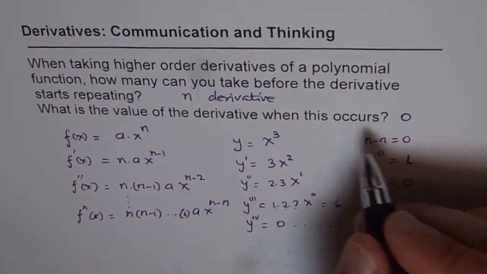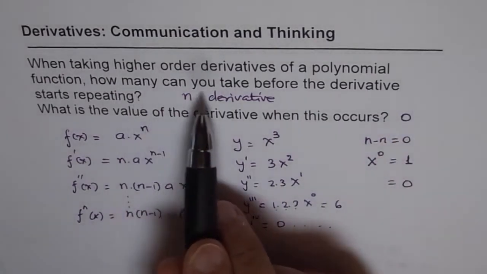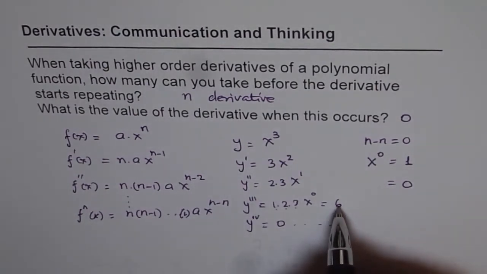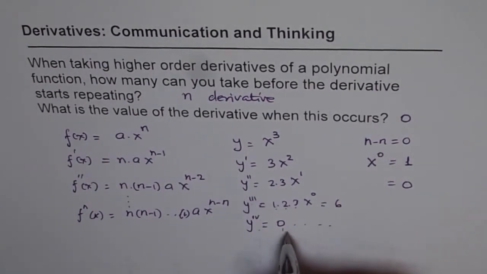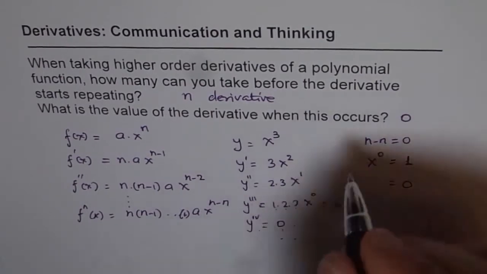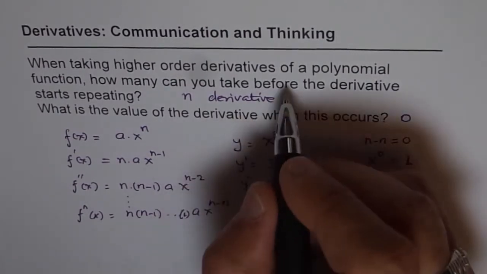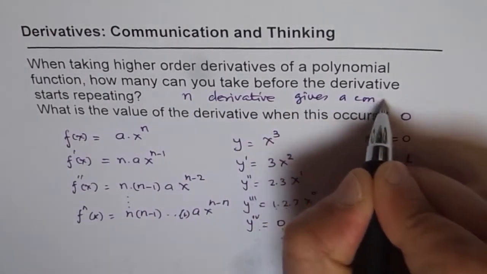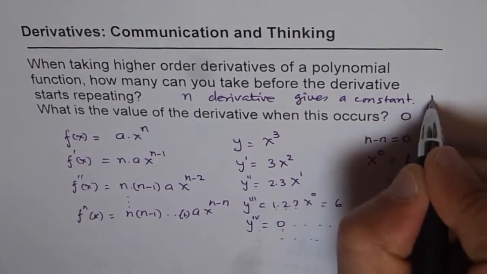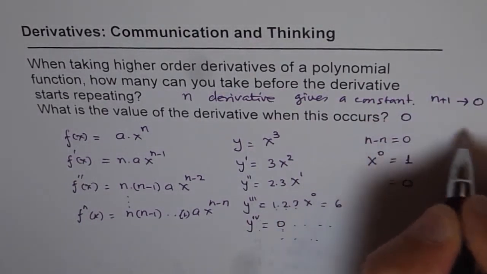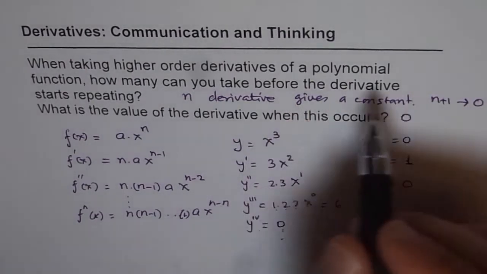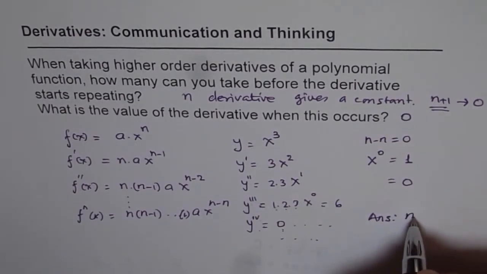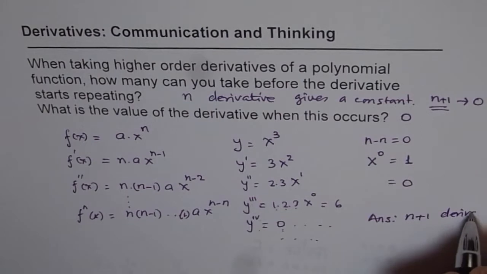So we can answer it in two different ways. How many can you take before the derivative starts repeating? So at this stage, we are fine. After that, we get 0, and after that, we get 0 again. So we can say, if we are asking what is the derivative, then we should say the nth derivative gives a constant, right? And n plus 1 leads to 0, and after that it repeats. So what we should answer here is n plus 1 derivatives, correct? So our answer is, we can take n plus 1 derivatives.